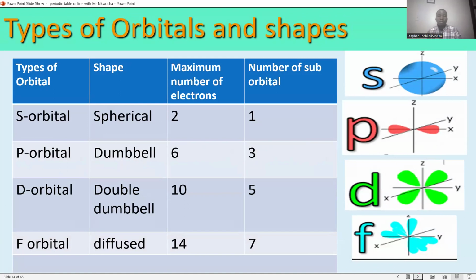The shape of the S orbital is already on the screen. The shape of the P orbital, that is the only thing that WAEC cares about. If you're interested in JAM, JAM can ask you questions about S orbital, P orbital, and D orbital. Nobody asks you questions about F orbital.